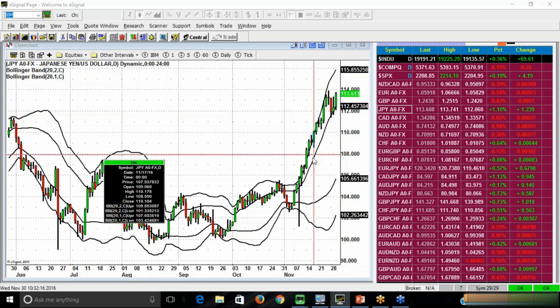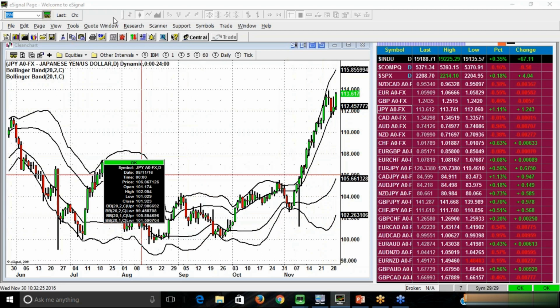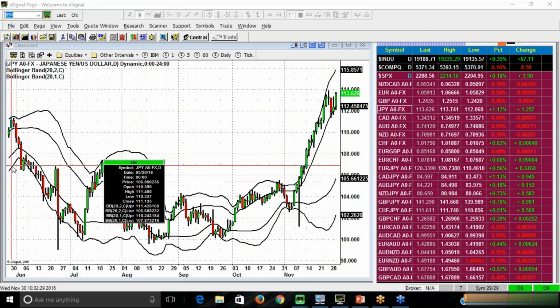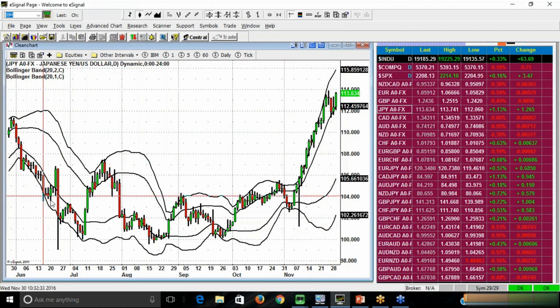Now, as a rule of thumb, if the currency pair is trading in the 1-2 band on the upside, it is in an uptrend. If it's trading in the 1-2 band on the downside, like, let me move over here, like over here, it's in a downtrend. Let me get rid of the quote box. It's trading the 1-2 band over here, it's a downtrend.